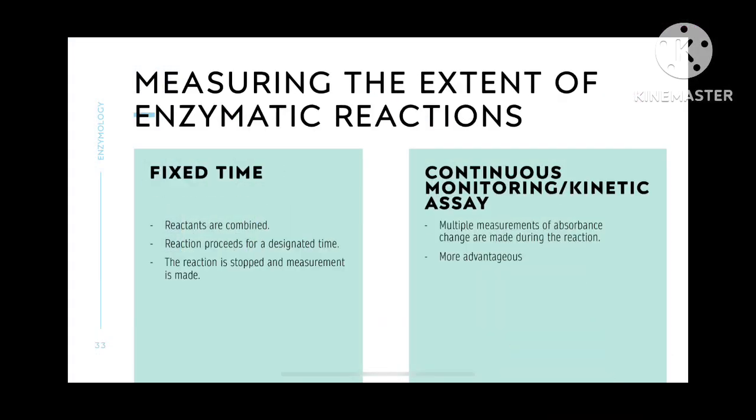In order to measure the extent of enzymatic reactions, there are actually two general methods that may be used. Number one would be fixed time, where the reactants are combined. The reaction proceeds for a designated time. The reaction is then stopped and measurement is made.